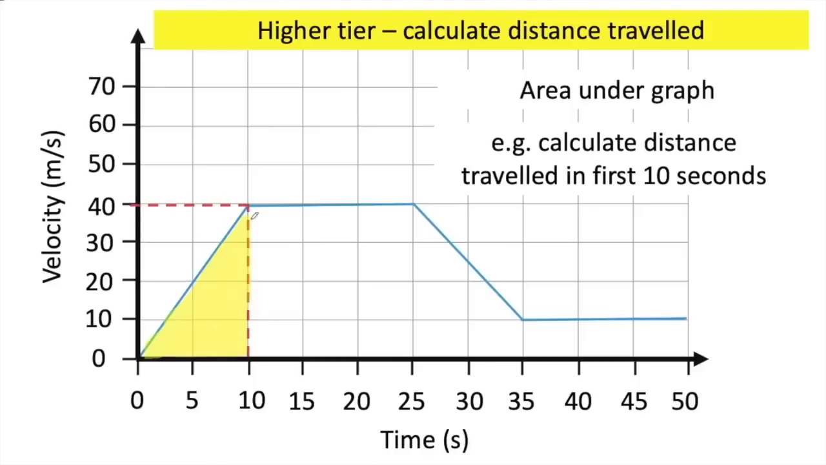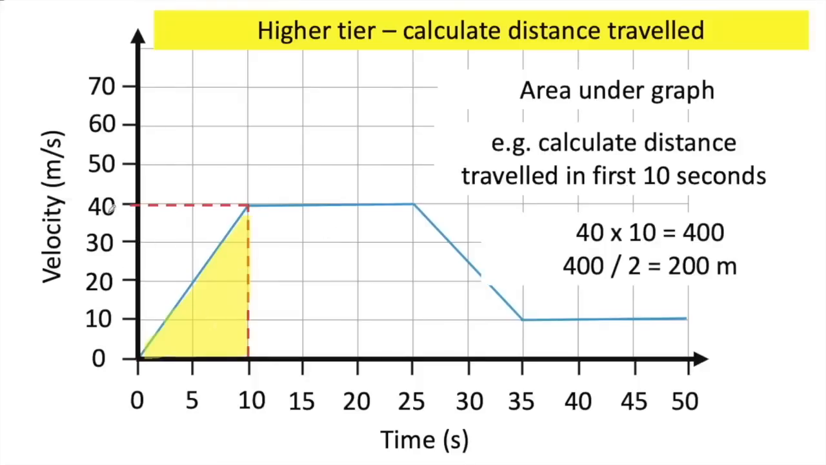So if we do the area of the rectangle and then divide it by 2 to get the area of the triangle, that will be our easiest thing to do. So in the first 10 seconds, the velocity goes up to 40 metres per second. So if we do 40 times 10, which is equal to 400, and then we'll divide that by 2 because we've got ourselves a triangle, our distance travelled will be 200 metres.